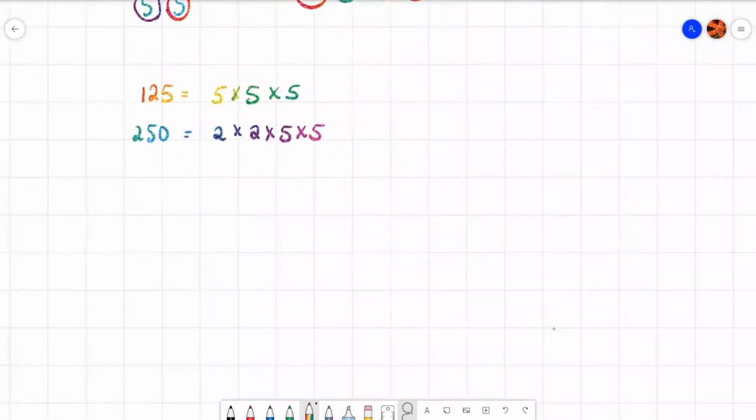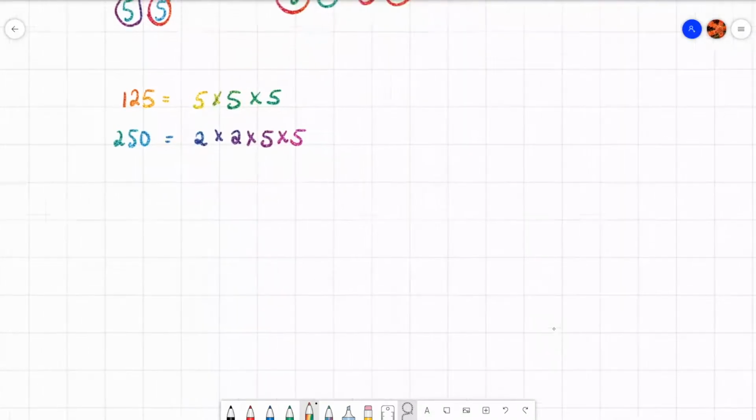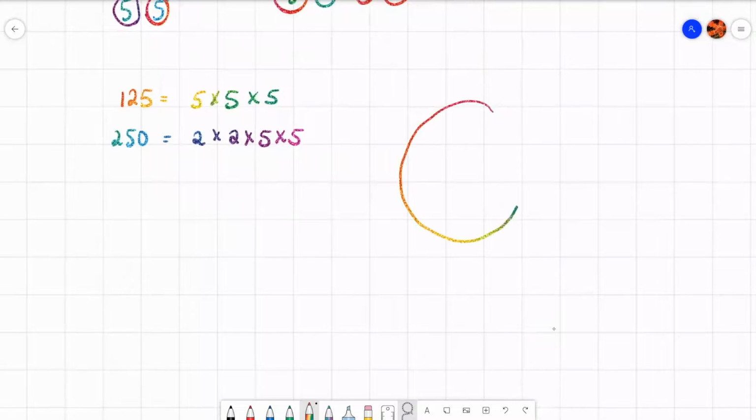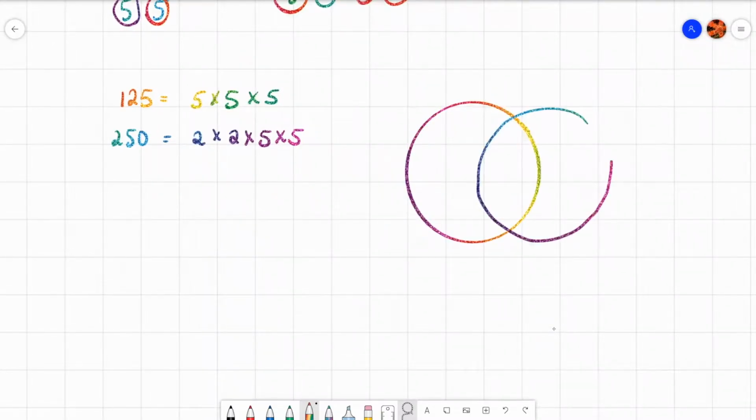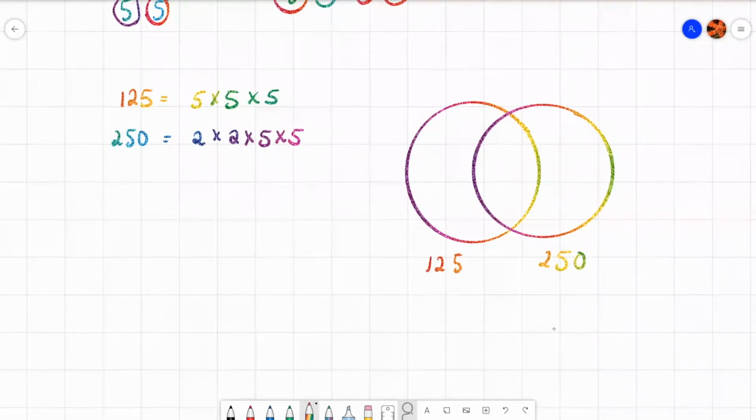Okay, so in order now to do a Venn, I need to draw two circles, with the two numbers at the bottom, with 125 and 250 in there. Okay, so what do they have in common? Well, 125 doesn't have a number 2, so unfortunately I can't put a number 2 in the middle, but they both do have a 5, so I could put a 5 in the middle. Oh, they have another 5 as well, so I could put another 5 in the middle. However, they do not have anything else in common, so I could put a 5 left over for 125 and a number 2 left over.